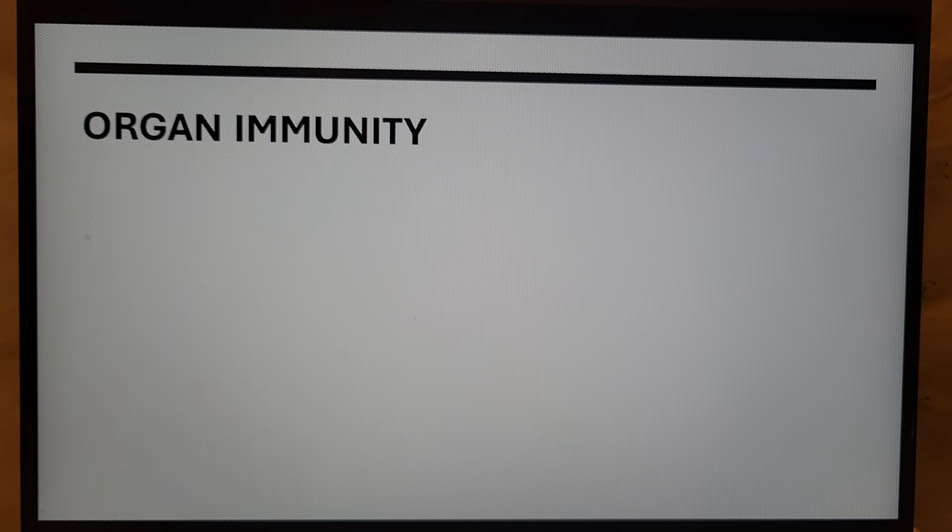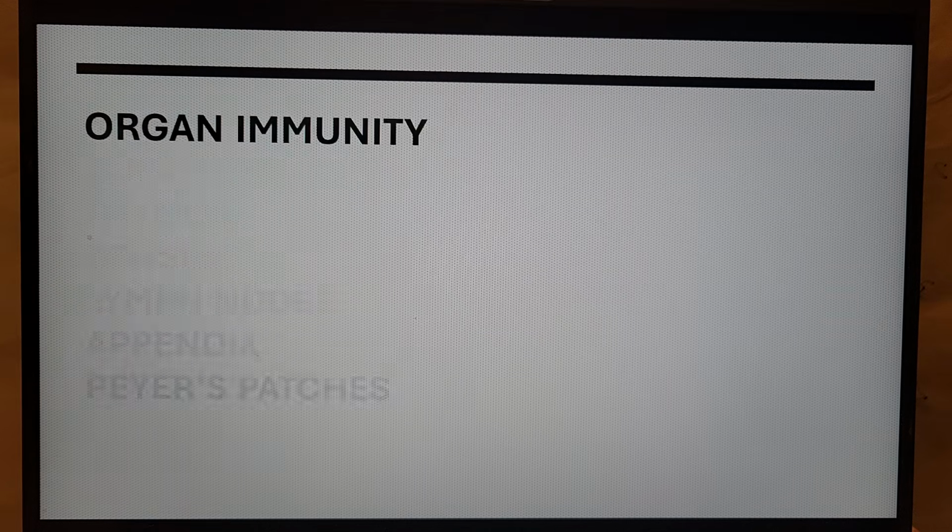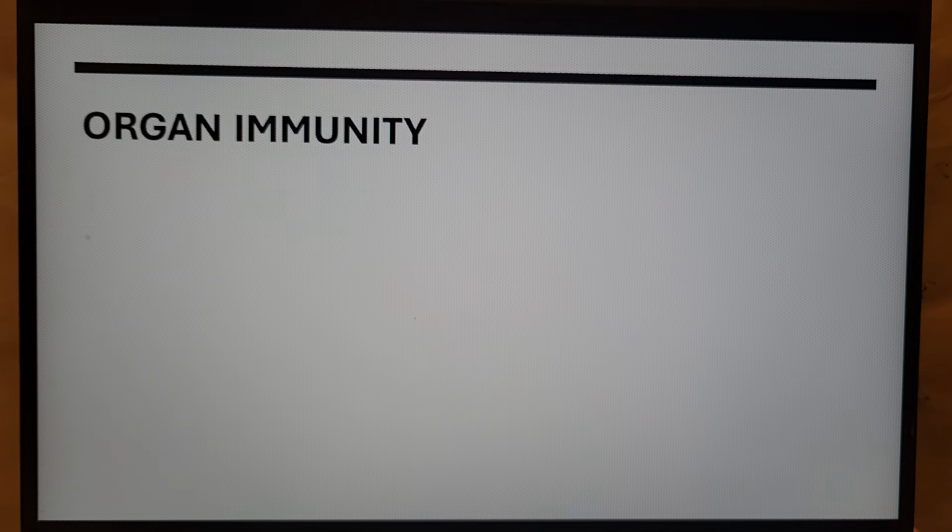Organ immunity. What are our organs of immunity? Please memorize, select all that apply, right? Spleen, bone marrow, thymus, tonsil, lymph nodes, appendix, including the appendix actually for the immune system, right? If somebody has appendicitis, no choice, we have to do an appendectomy, but it can affect their immune system. Peyer's patch in the intestine is also for the immune system. Okay, so know your immune system organs, right?